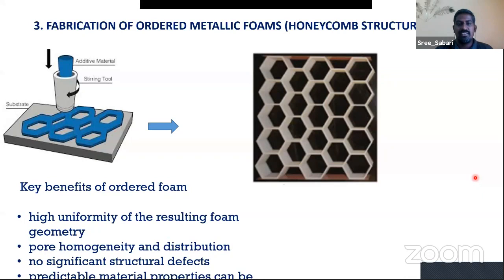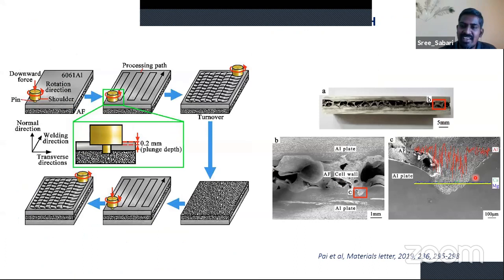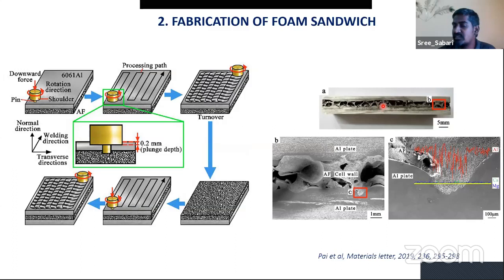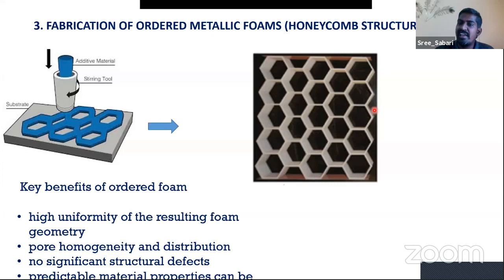The next one is ordered metallic foams. So what are ordered metallic foams? In the previous cases, the cell structures are randomly oriented. They have different cell wall thicknesses, and the cell area or cell volume is also different. Then there is another category where the cell wall is the same throughout, and the cell area and cell volume are the same throughout the structure. That is called ordered metallic foam.